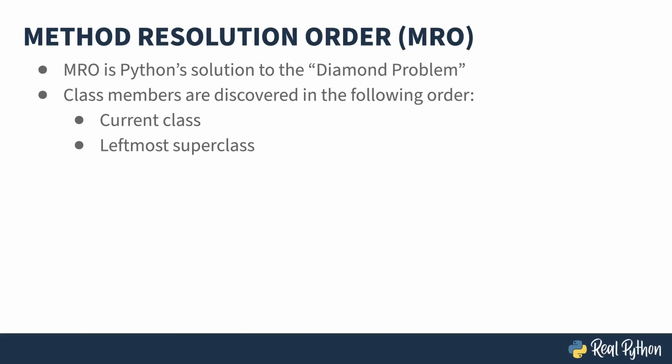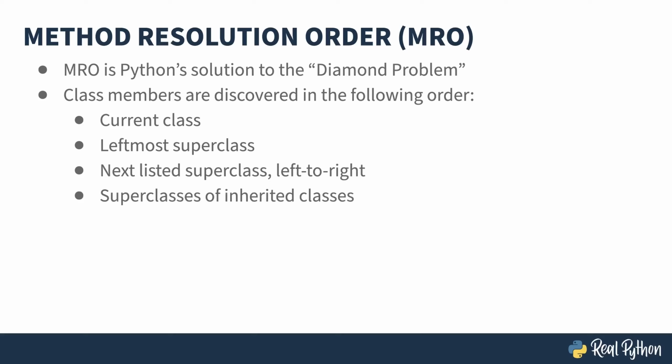That was car in my example. After that, it moves in order along the inheritance declaration. So after car, it would check in aircraft. If it still hasn't found what you asked for, it then moves up to the grandparents, following the same inheritance declaration order. Until, finally, it gets to the ancestor of all objects in Python, the object class.